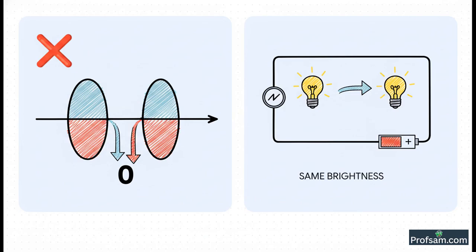It's the equivalent DC voltage that would give you the same amount of power or heat. And the formula is super simple. V RMS is just the peak voltage divided by the square root of 2.